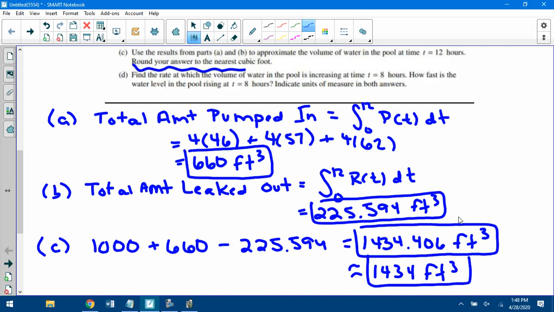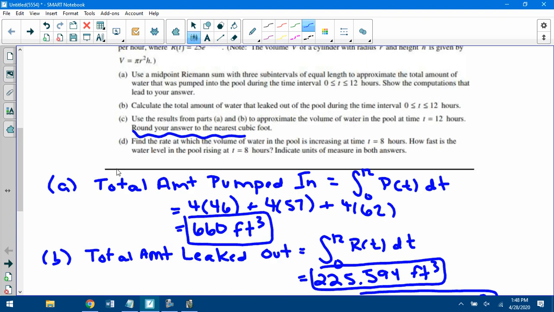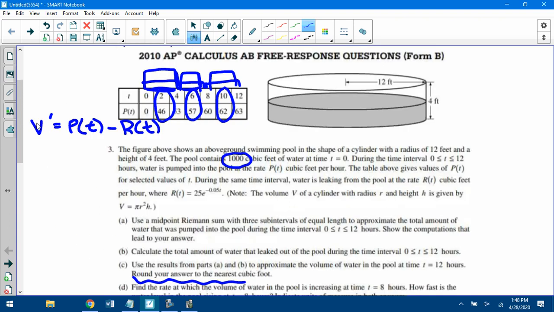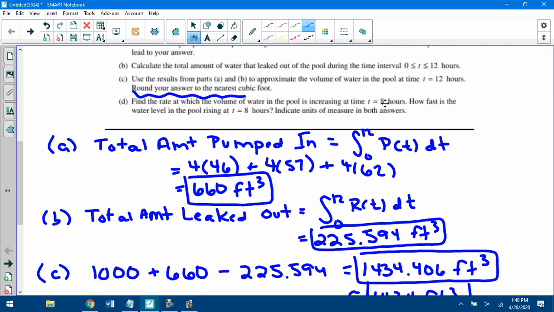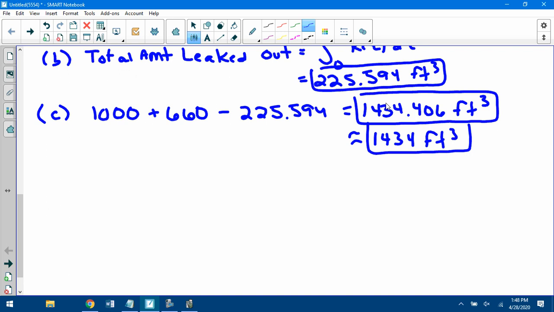Okay, part D. Find the rate at which the volume of water in the pool is increasing at t equals 8. How fast is the water level of the pool rising at t equals 8? Indicate units of measure in both answers. Okay, find the rate at which the volume is increasing. Well, there's that equation. V prime is the rate of change of the volume. I just got to do P of t minus R of t at t equals 8. Okay, so that part seems deceivingly easy.